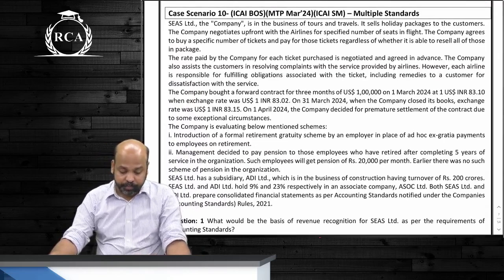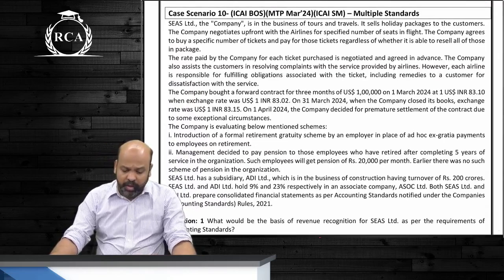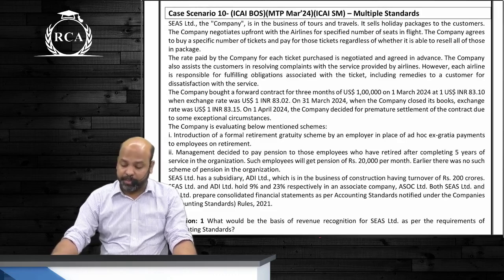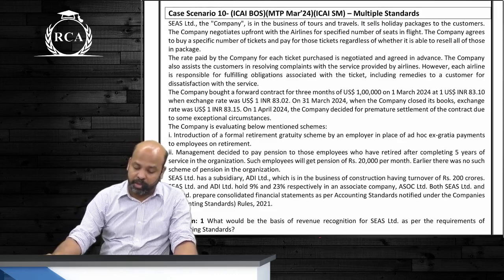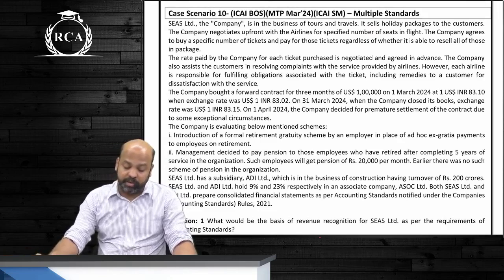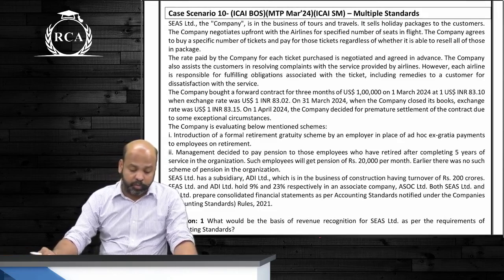Next, beta. C Limited. The company is in the business of tours and travels. It sells holiday packages to the customers. Company negotiates upfront with the airlines for a specified number of seats in flights. The company agrees to buy a specific number of tickets and pay for those tickets regardless of whether it is able to resell all of those in a package.